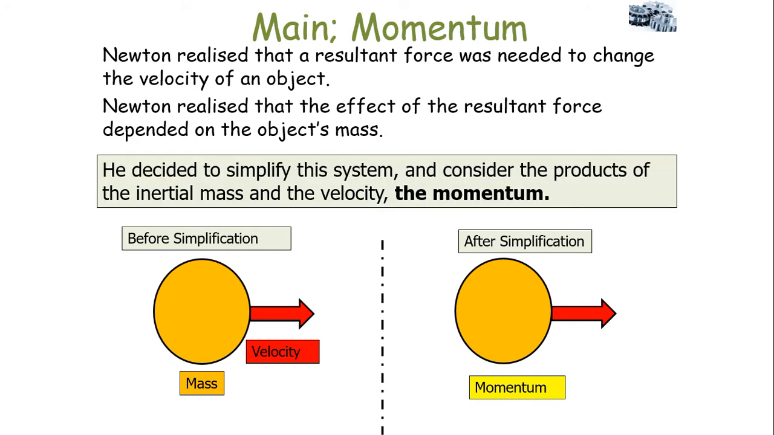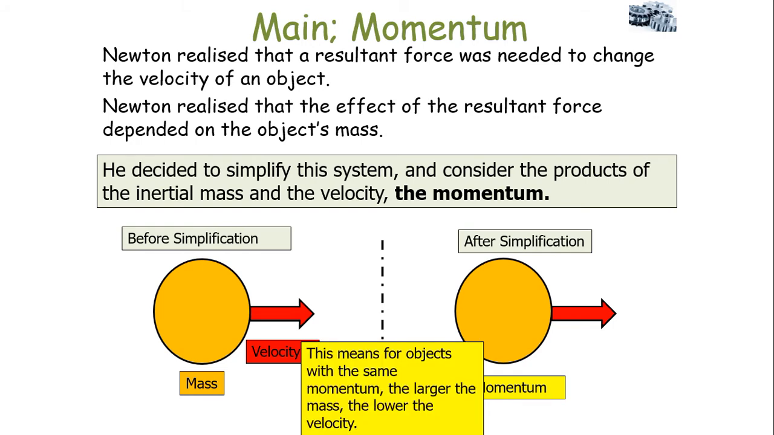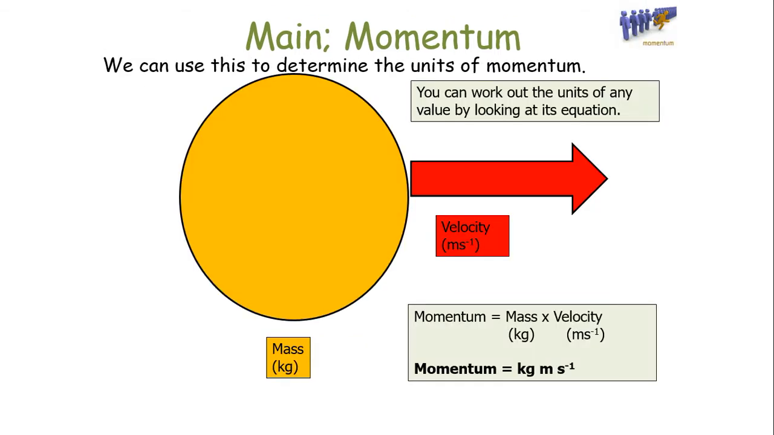Now Newton decided to simplify this system to make it easier for people to understand. So he considered the product of inertial mass and the velocity as the momentum of the object. So momentum is a simplification to band two terms together which affect the motion of the object. So this means for objects with the same momentum, the larger the mass of the object, the lower its equivalent velocity, and the smaller its mass, the higher its equivalent velocity.